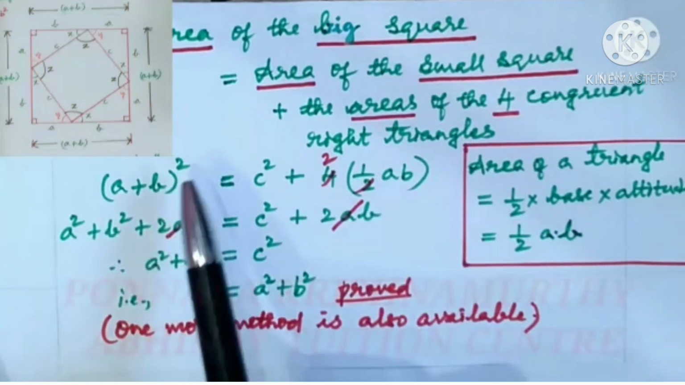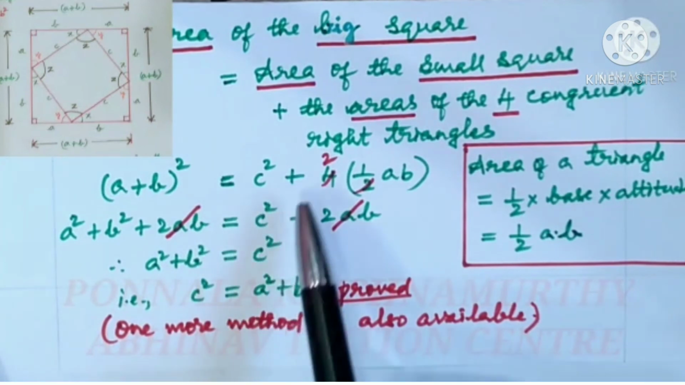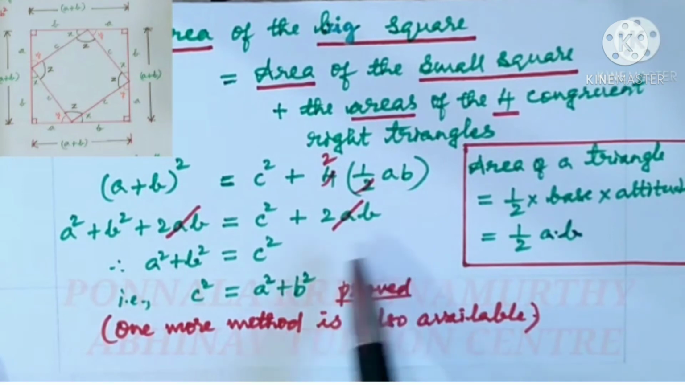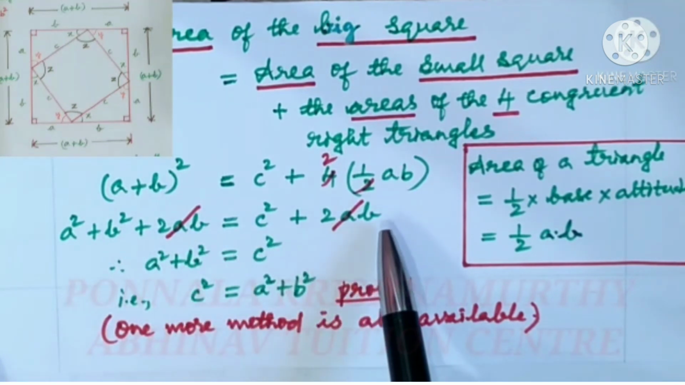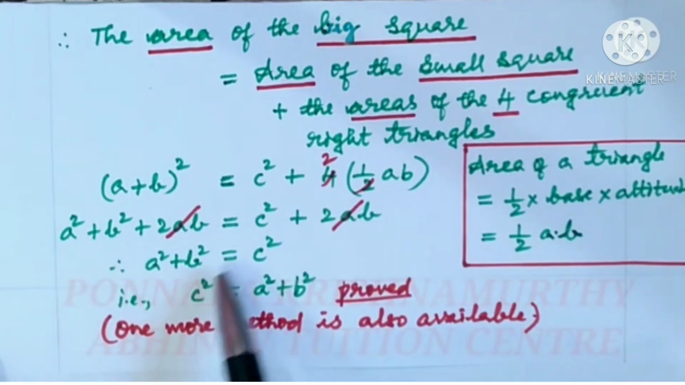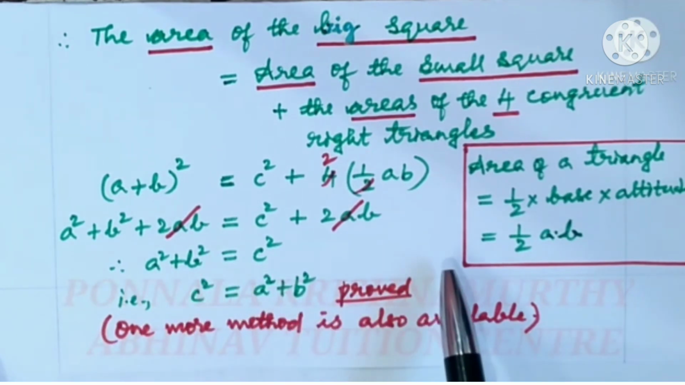Now (A plus B) whole square is A square plus B square plus 2AB, that is equal to C square plus 4 into half AB, that is 2AB. Here 2 twos are 4, cancel. Now this is 2AB. On the left hand side we have plus 2AB and on the right hand side also we have plus 2AB. These two are cancelled. Now A square plus B square is equal to C square. That is nothing but C square is equal to A square plus B square, which is to be proved.